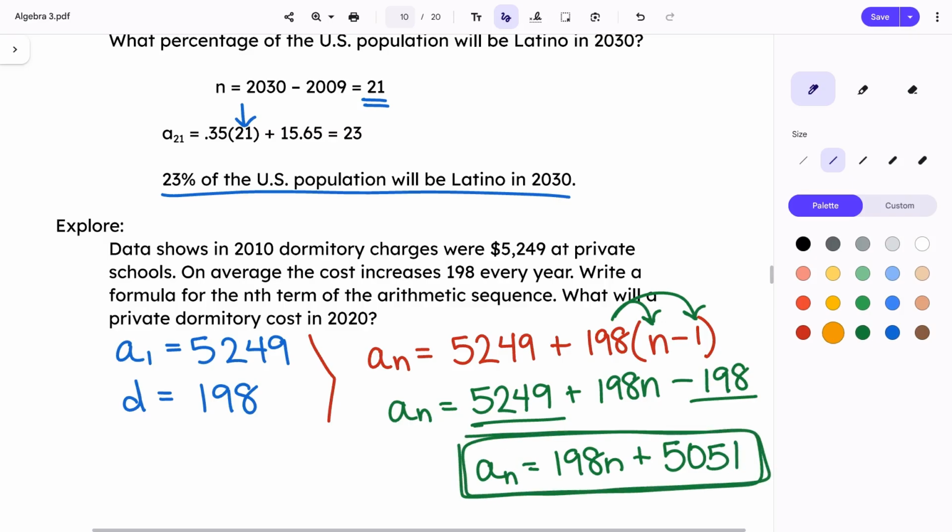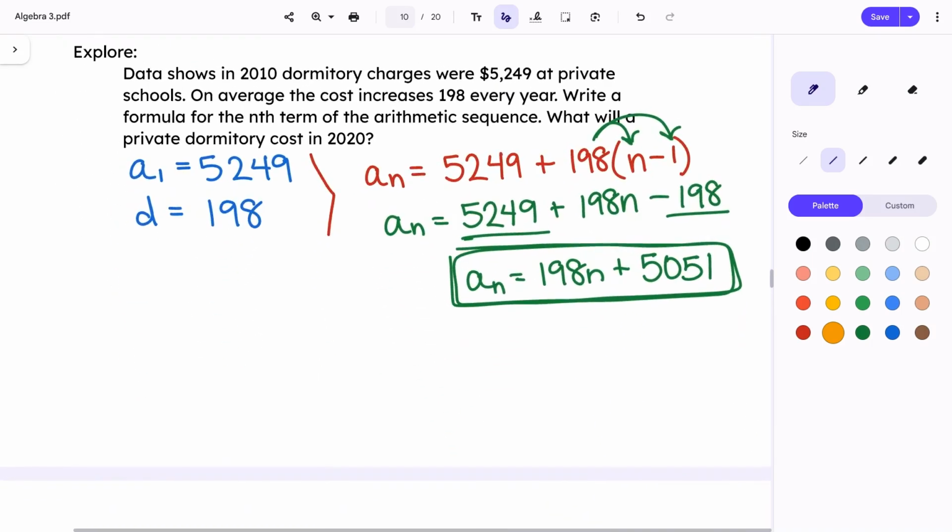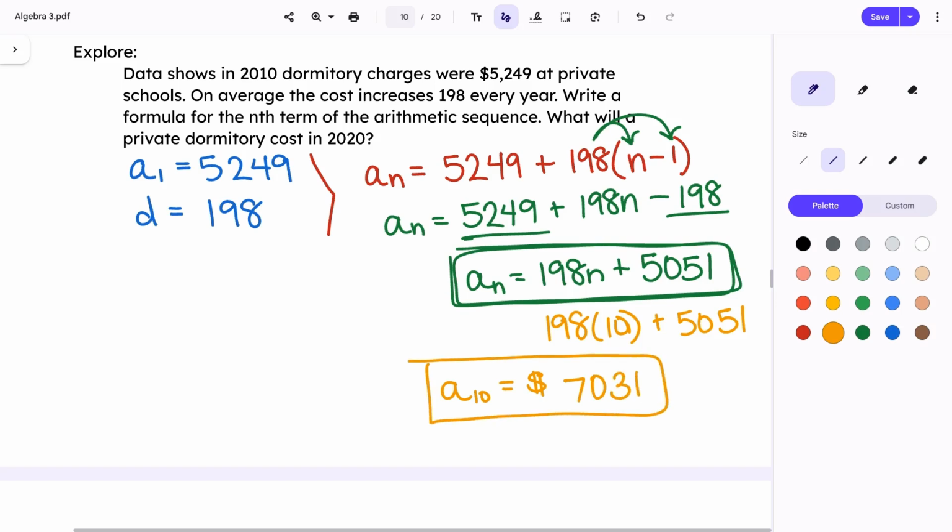Now it goes on to say, what will it cost in the year 2020? So the year that this started was 2010. How many years have passed? 10. So we want to put it at 10 for our n. So 198 times 10 plus 5,051. How much will this cost me? $7,030. And again, I would write that like A sub 10 because it's the 10th term, since it's been 10 years since this sequence started.